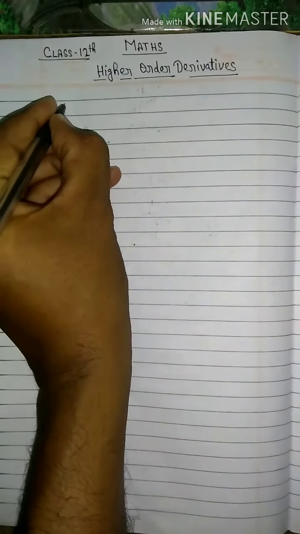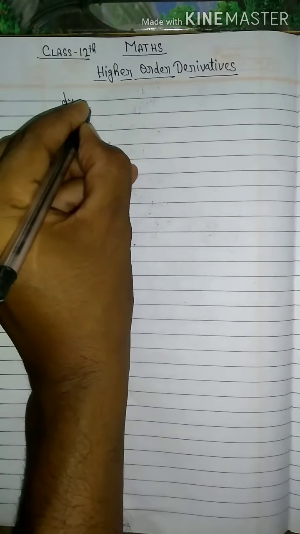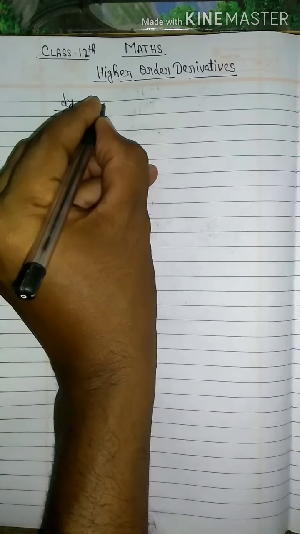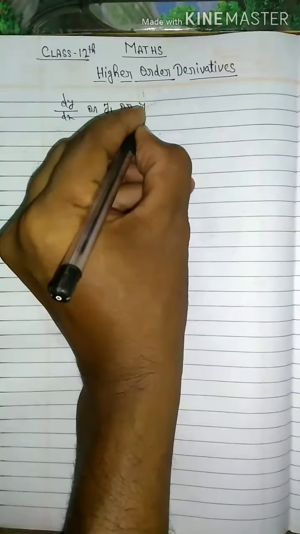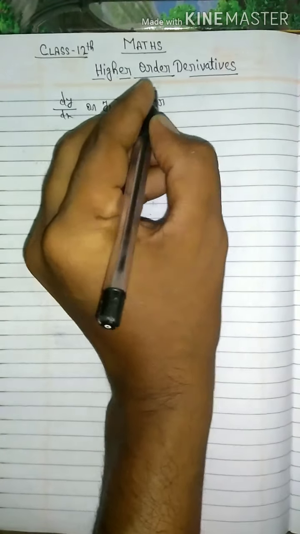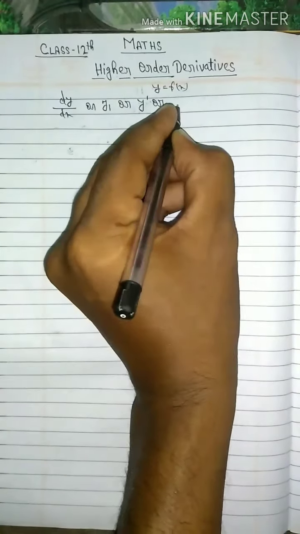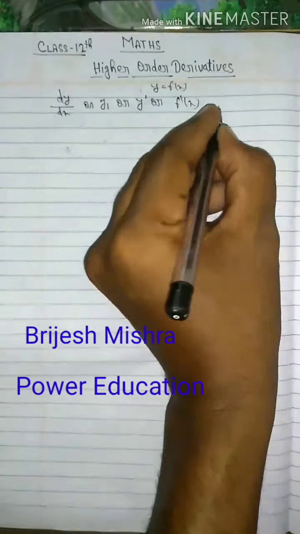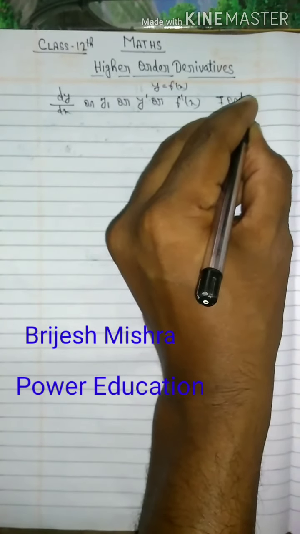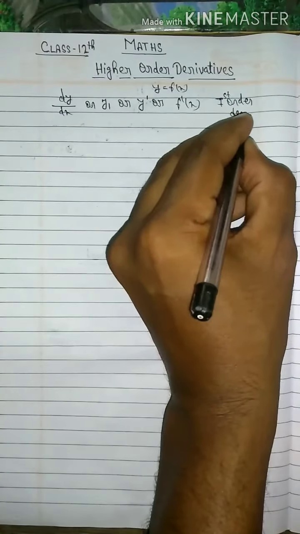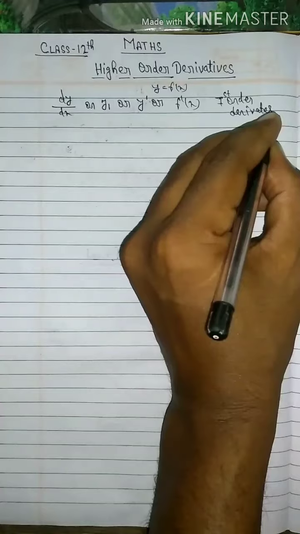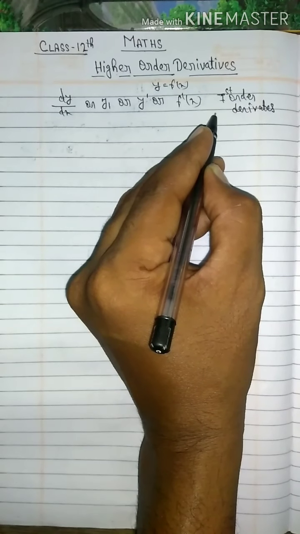Today we are discussing higher order derivatives. When we talk of higher order derivatives, we simply mean taking derivatives more than once. dy by dx, which is denoted as y1 or y dash, or if your function has been defined as y equal to f(x), then f dash x, all this becomes first order derivatives. That means you are differentiating the function just once.